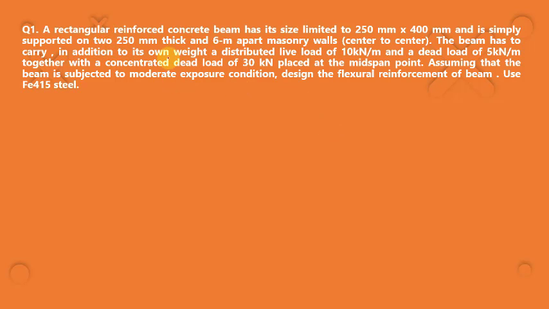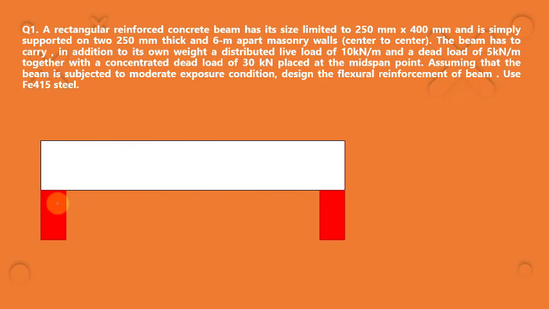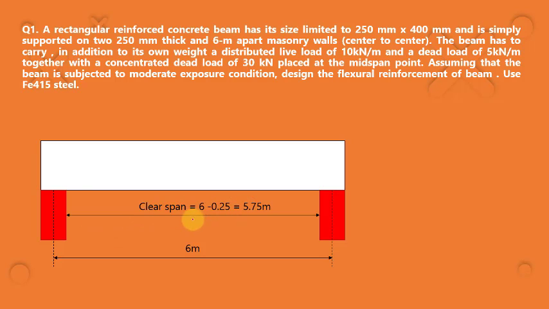Now if you read this problem, you have a simply supported beam supported on two masonry walls. It has a center to center span of 6 meter. If I want to know my clear span, I can easily compute it: 6 minus half width of masonry wall, half width of masonry wall. So 6 minus 0.25 is 5.75 meter.